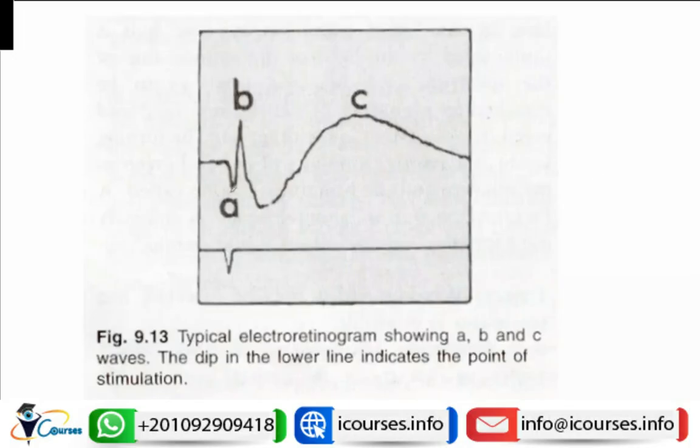Again, here is the first negative wave, it is the A wave. The second positive wave is the B wave. Sometimes we can see the C wave.